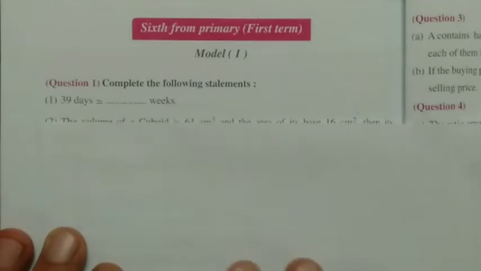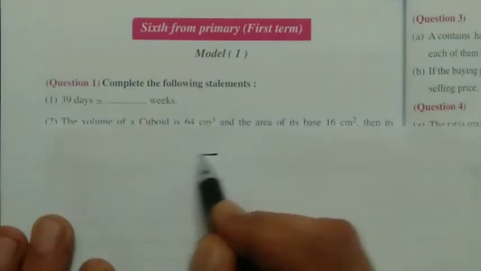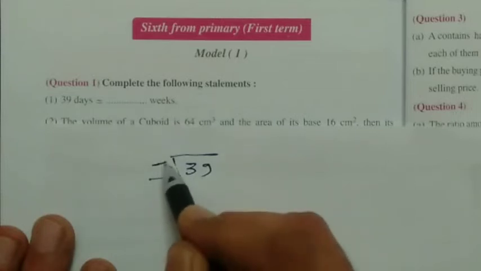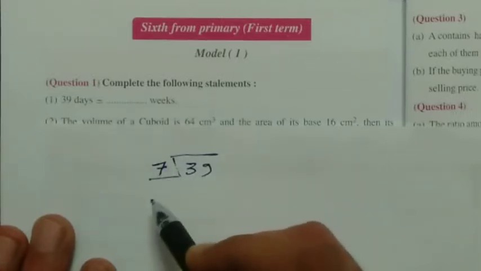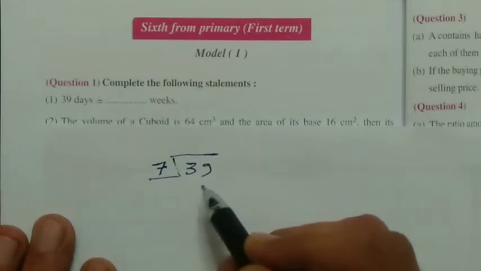Let's start. Question 1. Complete. 39 days, approximately what weeks? We will divide 39 by 7 because in 1 week has 7 days. What times 7 gives 39?